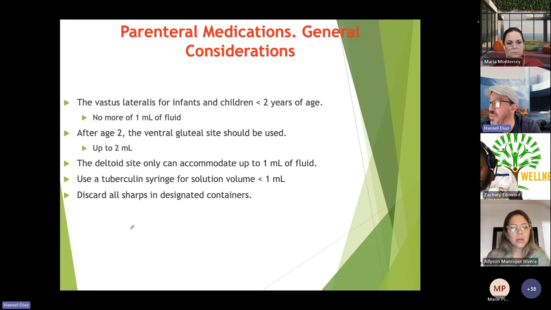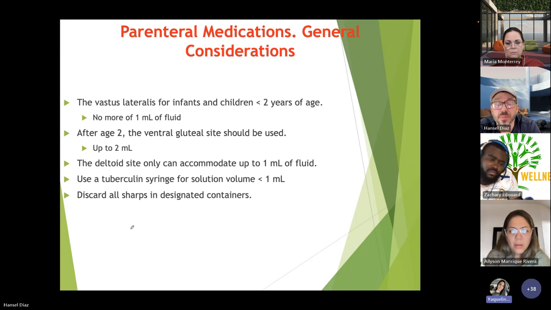The tuberculin syringe. Professor, so that amount of fluid when you administer intramuscular applies for all the medications that you're going to apply intramuscular? Yes, it's a muscle. You really don't want to put more than up to 2 milliliters, right? Up to 2 milliliters.